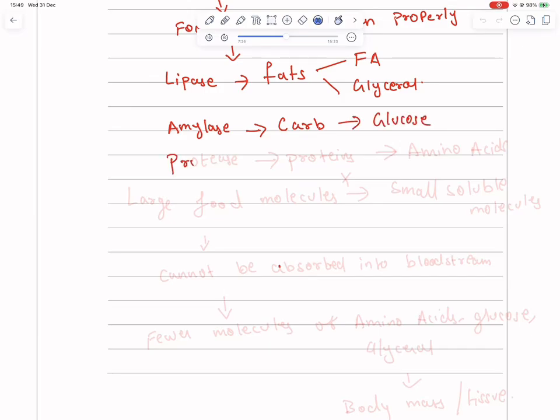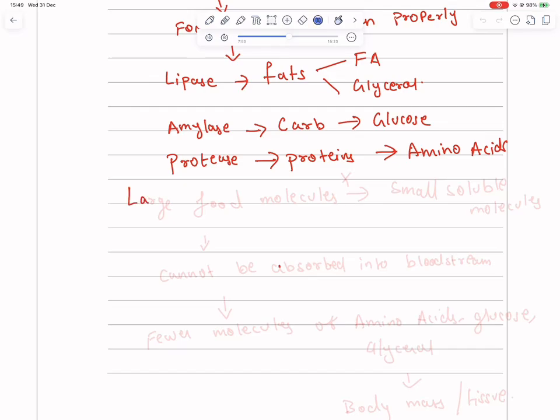Protease, P for protease and P for proteins. It breaks down proteins into amino acids. Now, this is the required factual knowledge for this question. Now we're going to say, without these enzymes, large food molecules cannot be digested into small soluble molecules.